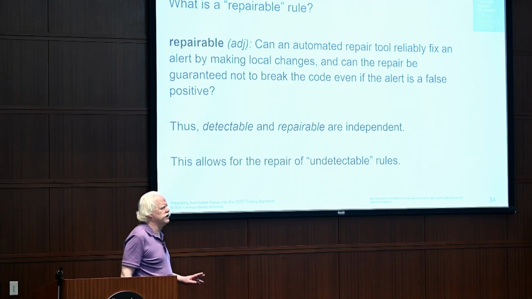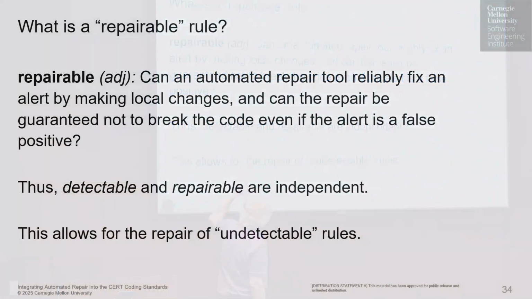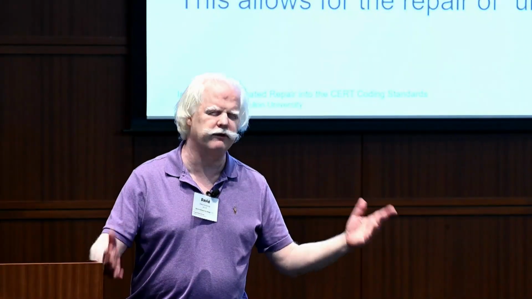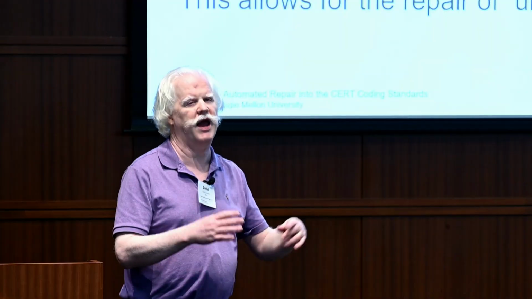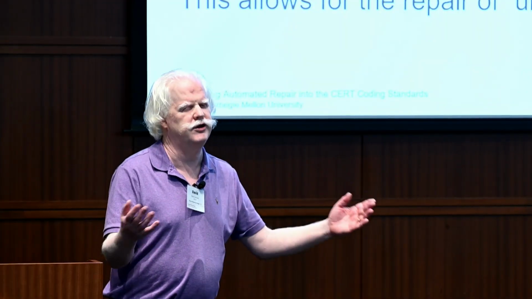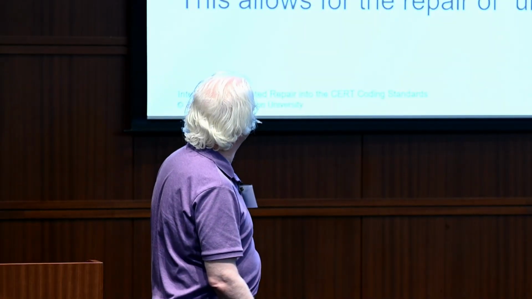Likewise, repairable is now defined differently. Can we automate a repair tool, fix an alert by making local changes, and can the repair be guaranteed not to break the code, even if the alert is a false positive? So if you tell me null pointer alert on line 10, I can repair the code even if there's no real null pointer alert. All I do is I add a null pointer check, and if there's no null pointer alert, the check is superfluous. It's basically a no-op. It doesn't do anything.